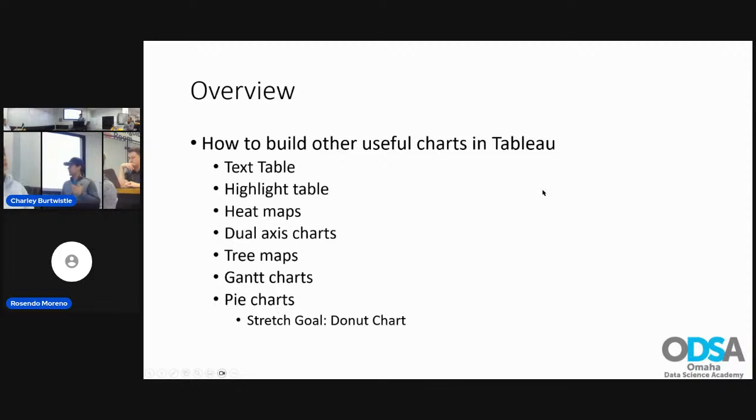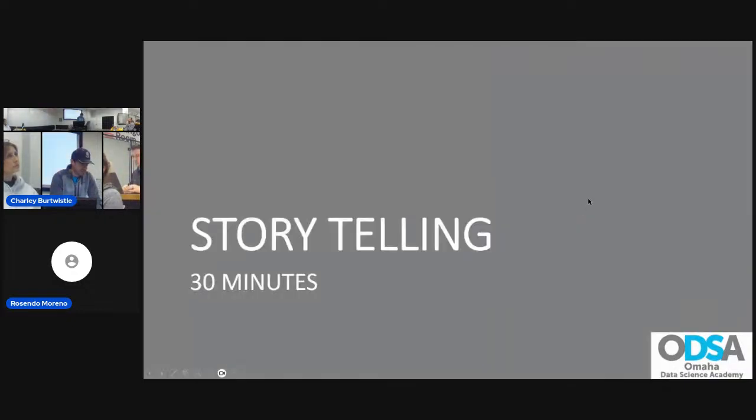So last week, we went through 3 basic charts that I use for about 90% of all data viz stuff. Tonight's really about building on top of those and understanding different use cases for the other 10%. So we're going to go through text tables, highlight tables, heat maps, a dual axis chart, which is another one of my favorites, tree maps, Gantt charts, pie charts, and then if we have enough time, the all-elusive donut chart. So jam-packed night, very excited to get into it.